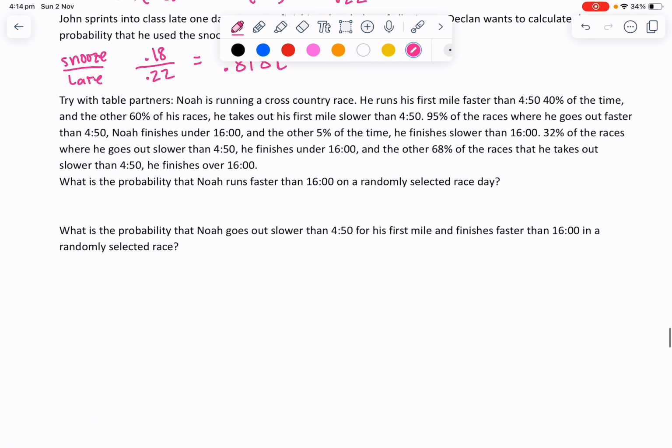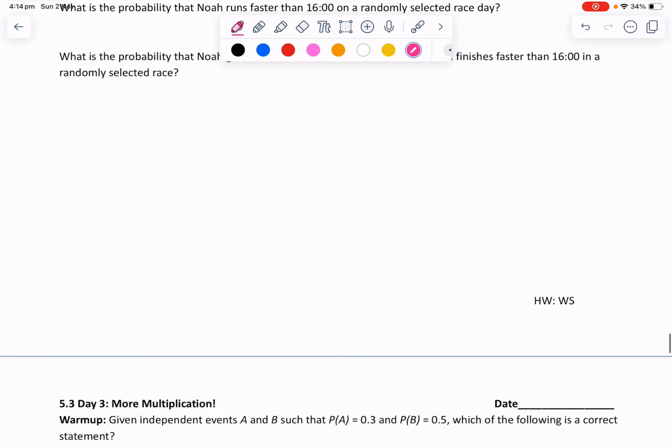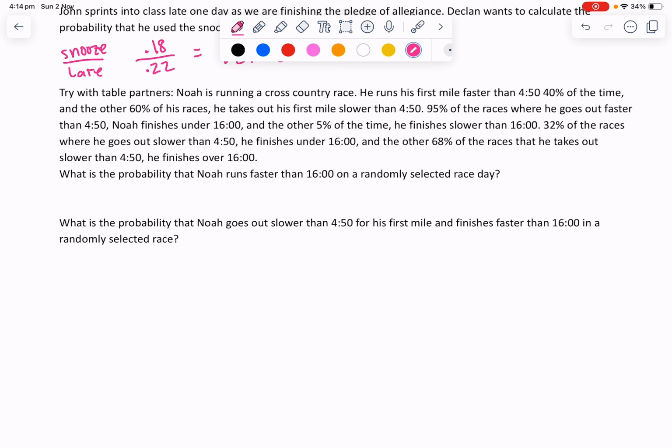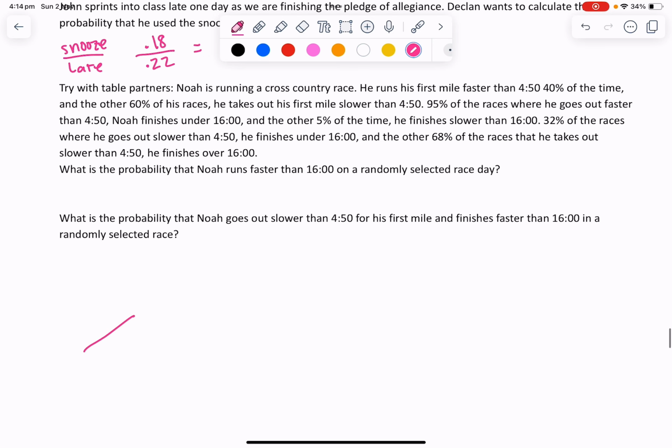Okay, so this one here, I'll let y'all decide as a class right now. If you feel ready to try one on your own, you can do that, or you can just watch and I'll do it. So pause it right now if you want to. Okay, so Noah is running a cross-country race. He runs his first mile faster than 4:50, 40% of the time. And in the other, he takes it out slower. So I'm going to put fast and slow.